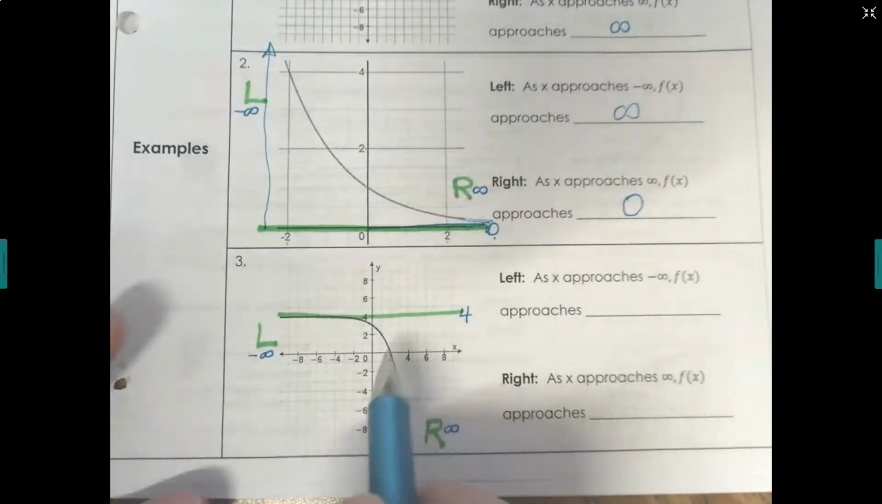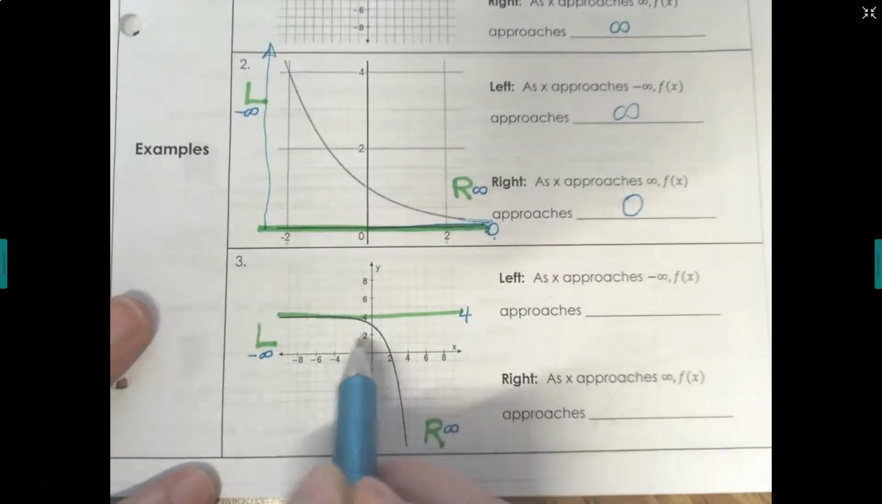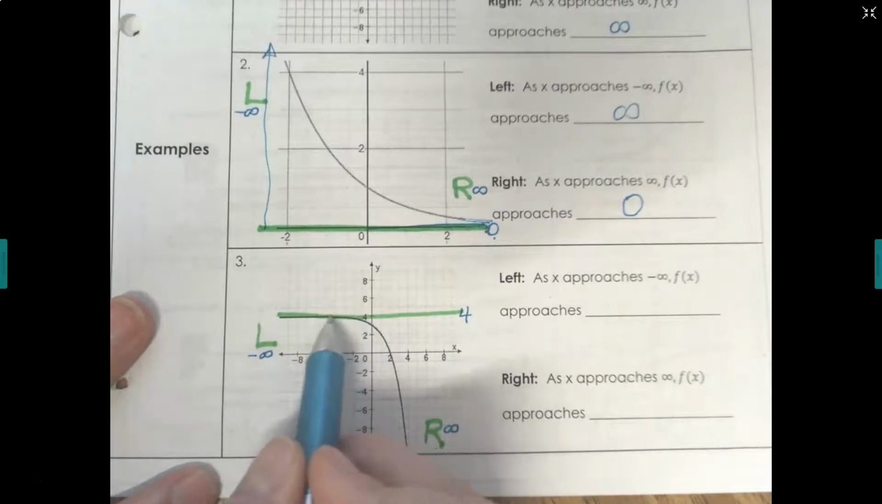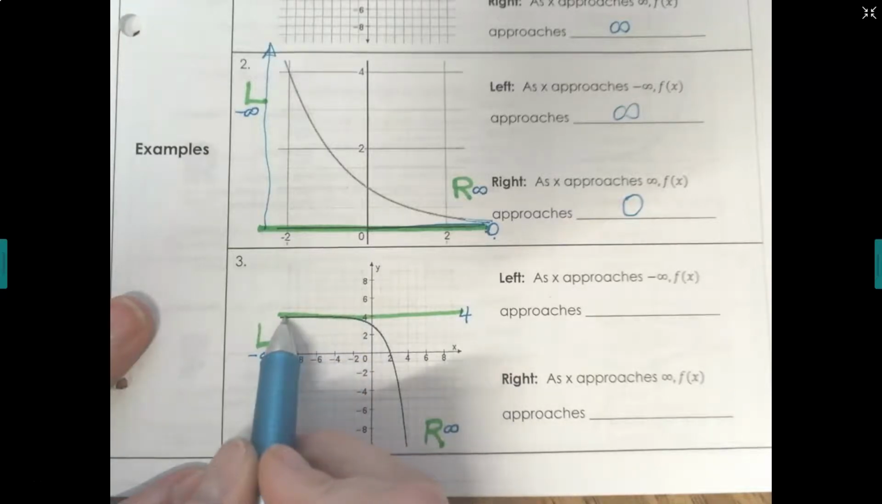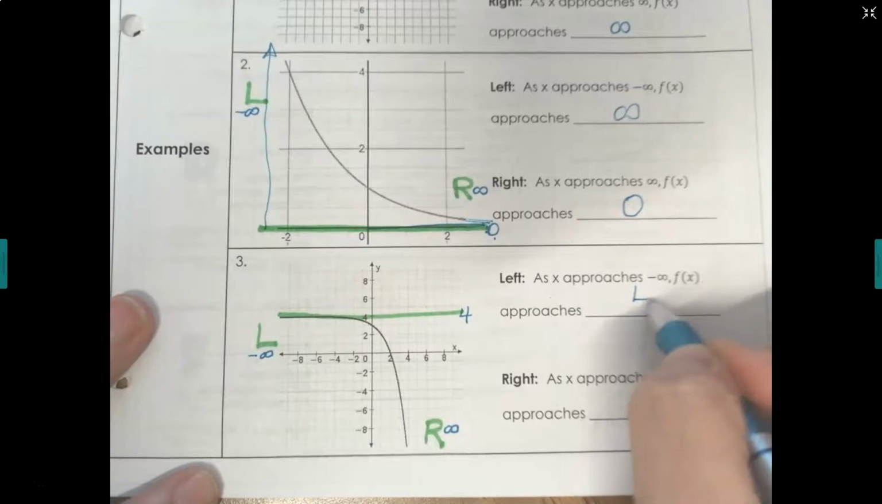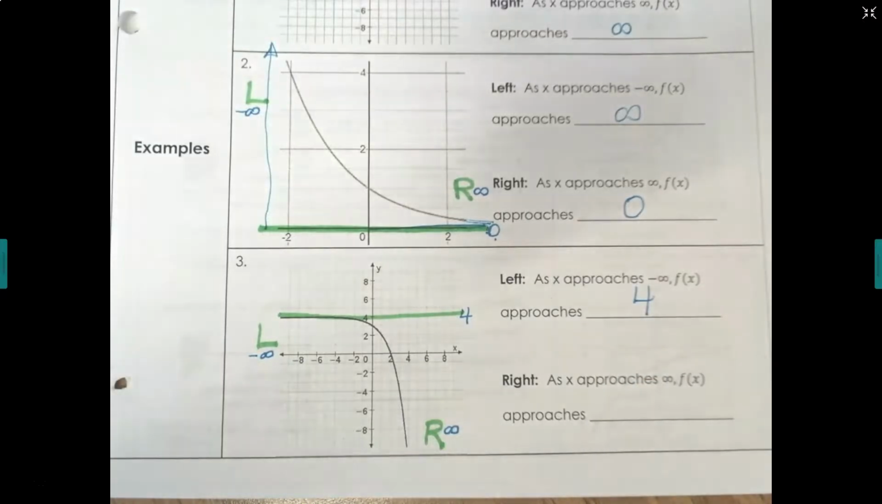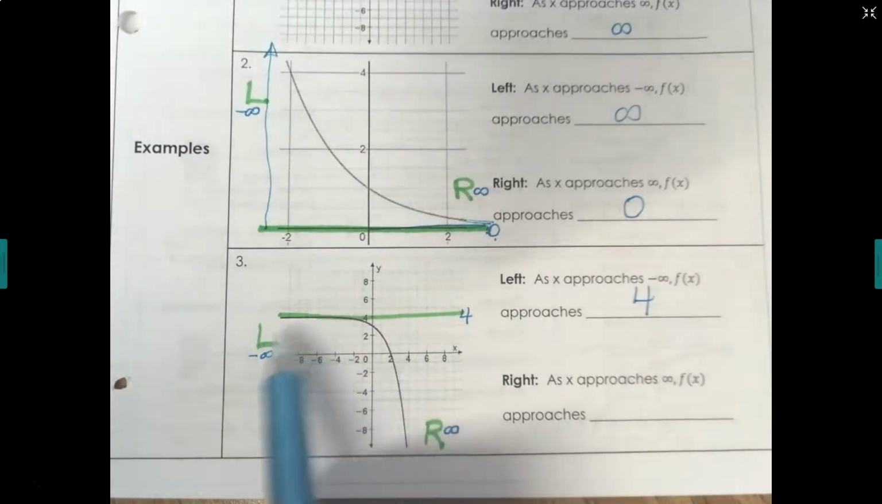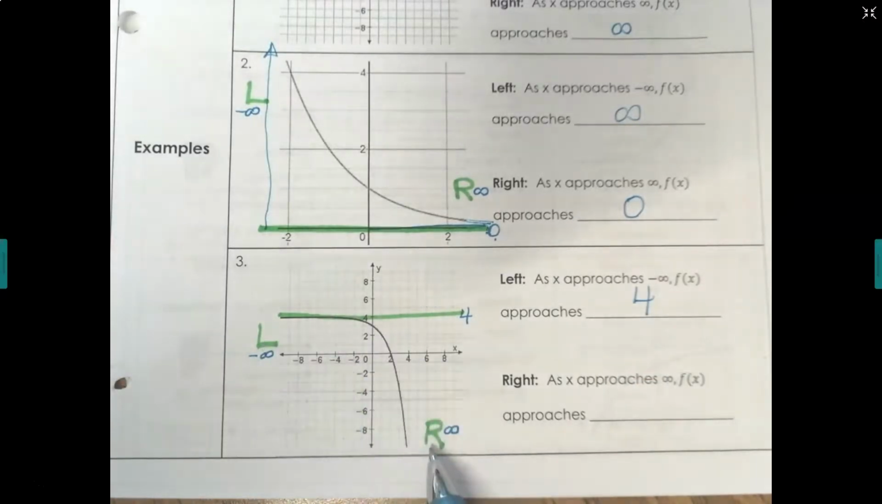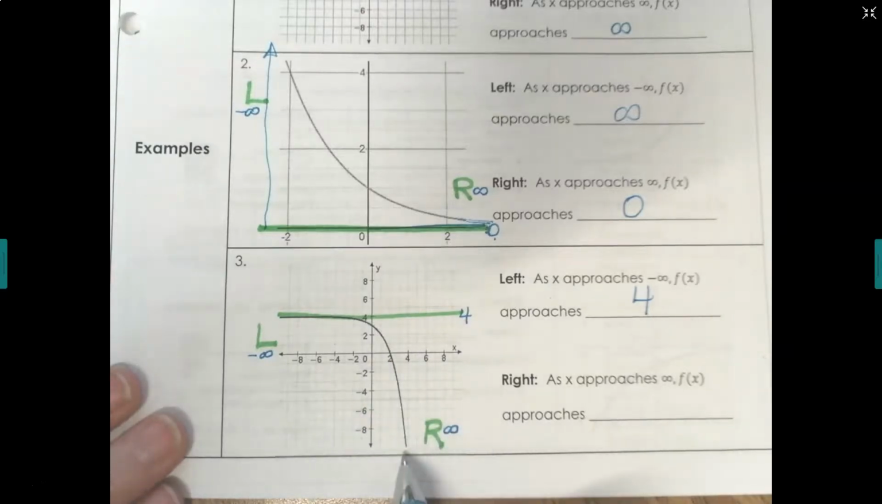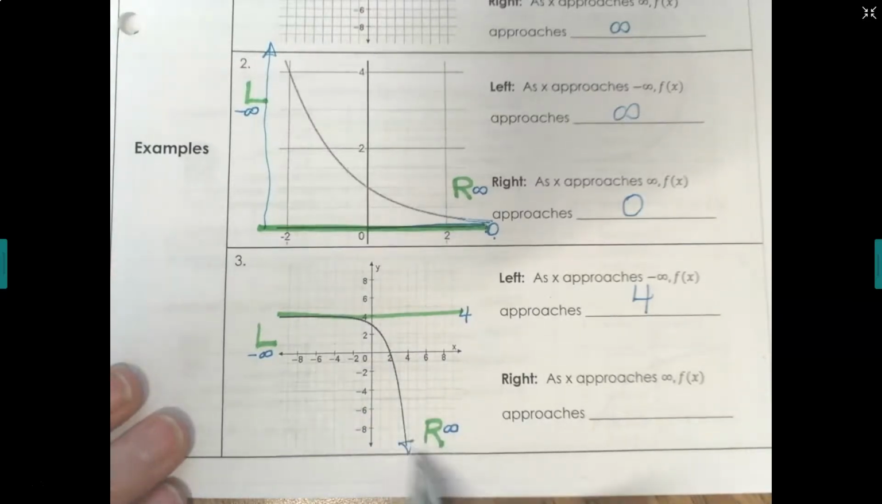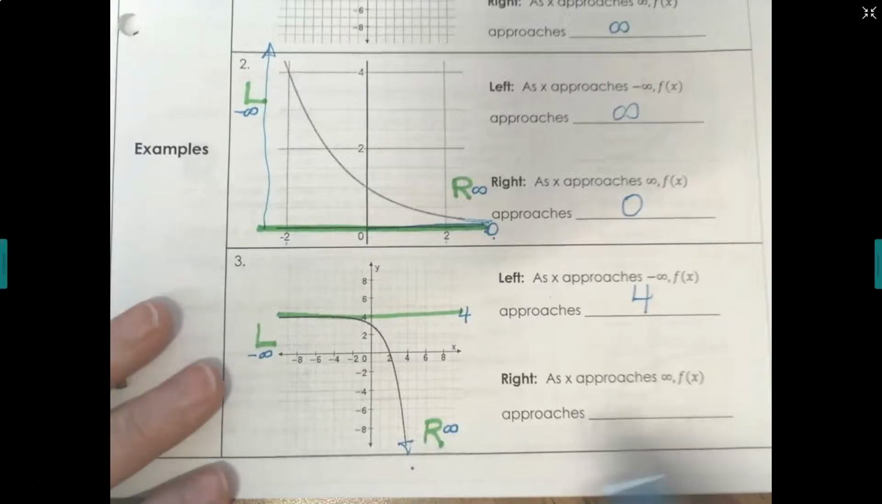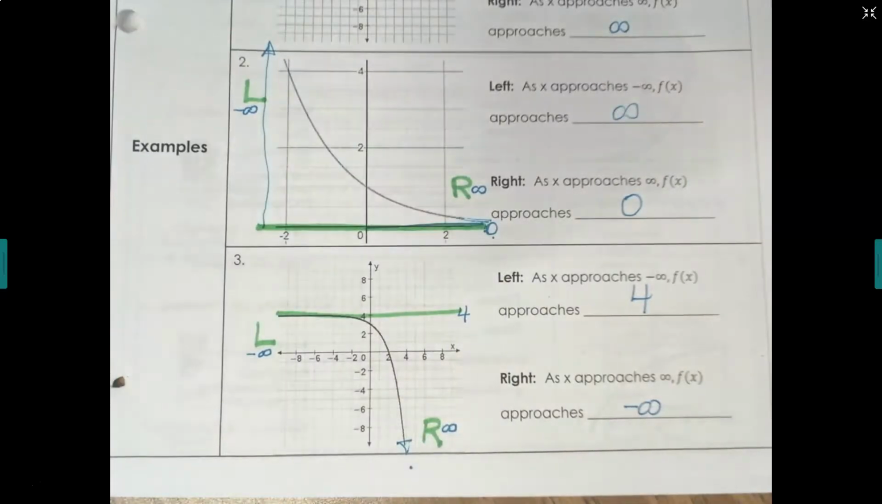So as my x's approach negative infinity, so on the left-hand side, do you see how it's right at the asymptote? Your graph is going to approach that, but it's never going to cross it. So your graph is approaching 4. Now go to the right-hand side. As my x's get bigger and they're going towards positive infinity, my y values are heading down. Well, y values down forever are at negative infinity.